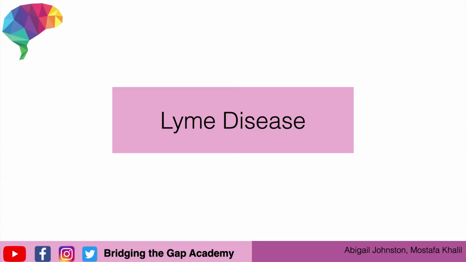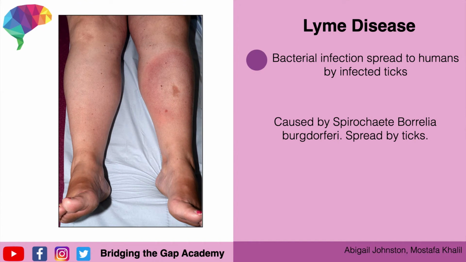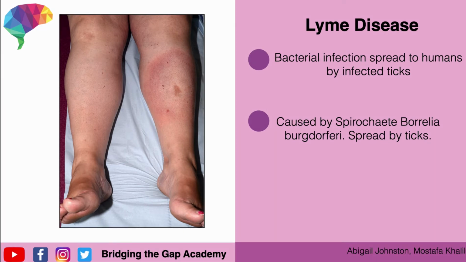In this series we're going to be breaking down different dermatology conditions, and this week we're going to be breaking down Lyme disease. Now, Lyme disease is a bacterial infection. It's spread to humans by infected ticks. So it's caused by the spirochete Borrelia burgdorferi, which is spread by ticks. Now, it's seen more commonly in the summer months as well, which is something to note.